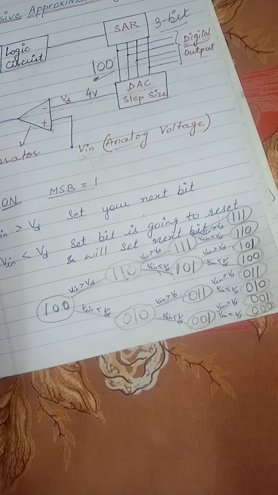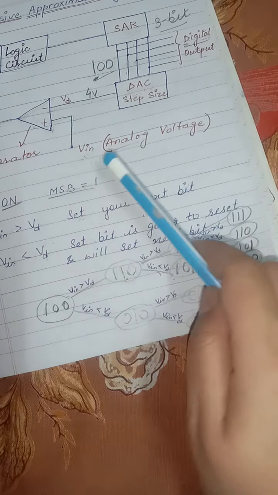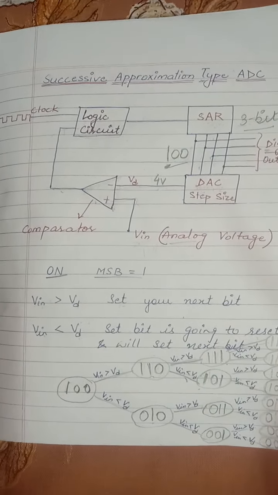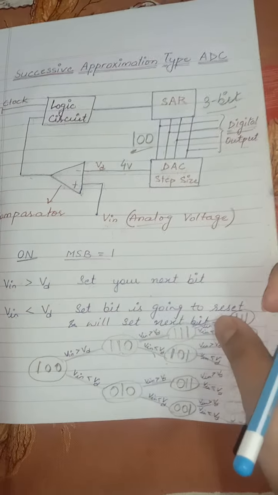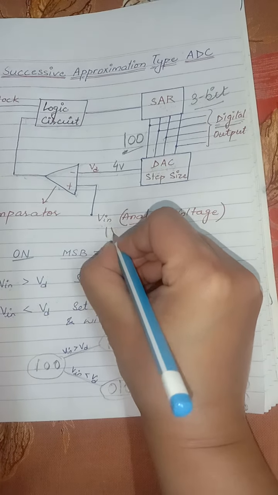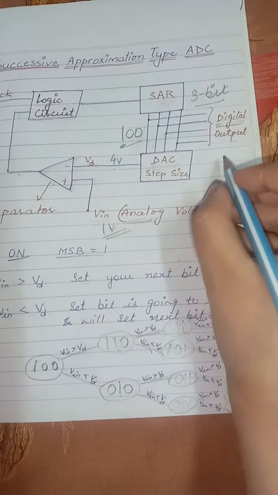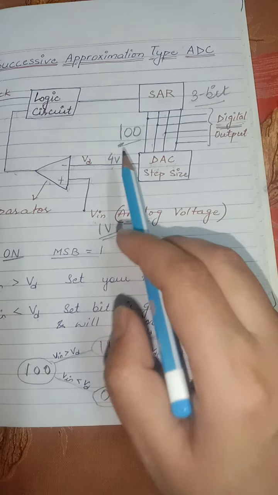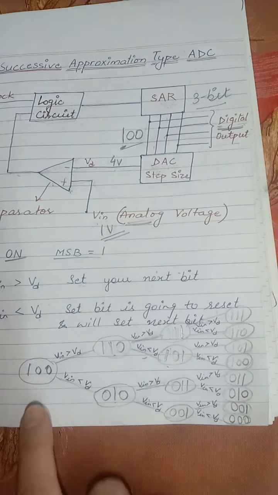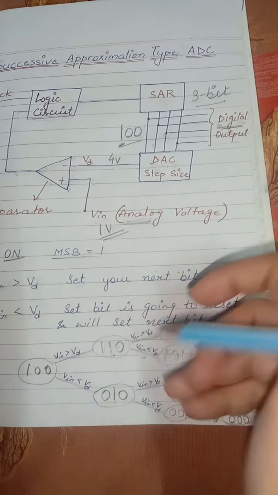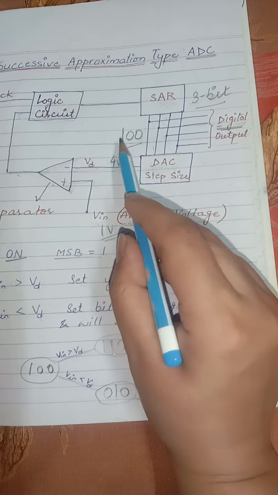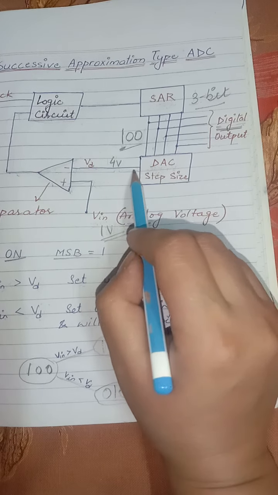Now we will see how the given input voltage is being converted into the digital in lesser clock pulses. Now we will consider an example. Suppose we have given here a 1 volt to be converted from analog to digital form. Now we will check. First of all, when we start the circuit, here we will be getting 100, like this. Now 4 volt will be given here, because the DAC will convert 100 to 4 volt.